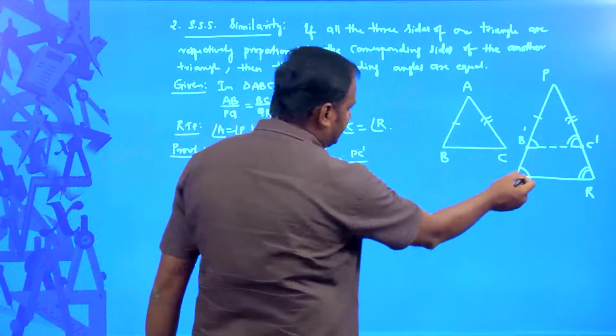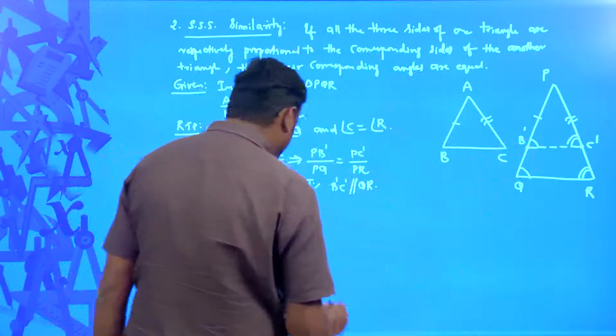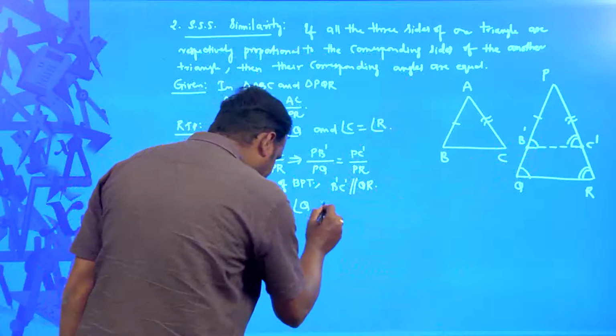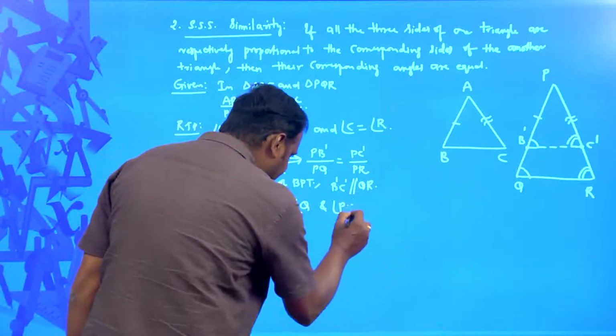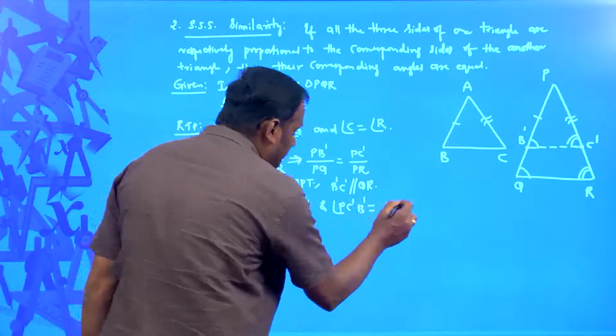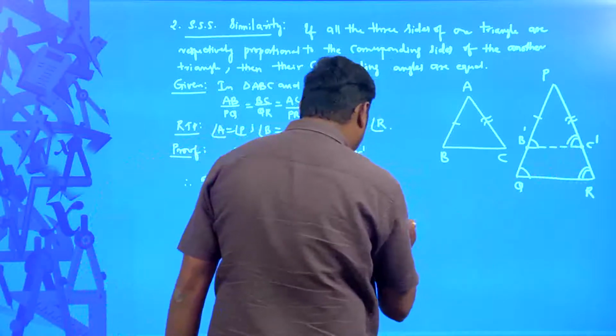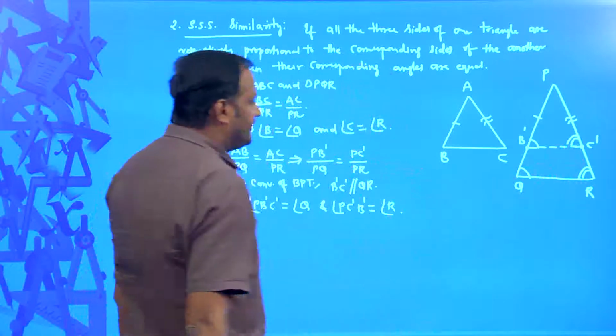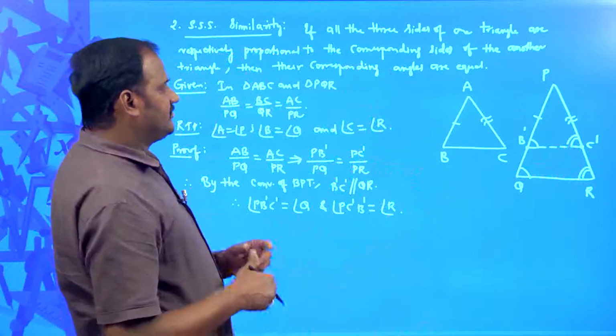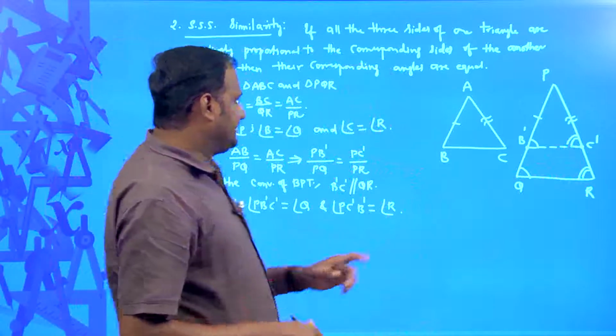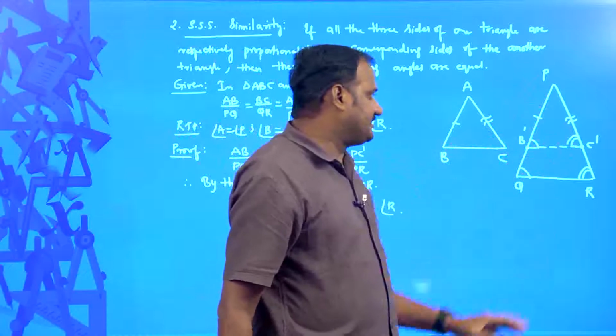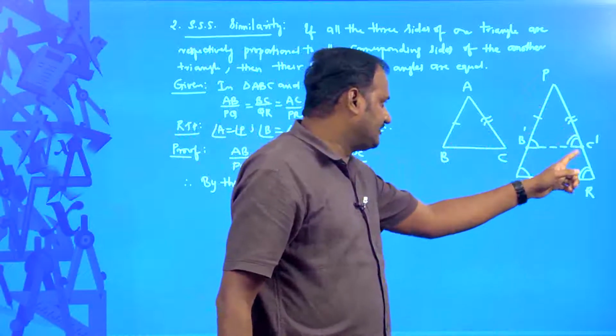What is this angle here? This angle is angle Q, and angle PC'B' is equal to angle R, right? And if I observe one more thing here, that one more thing is triangle PB'C', this angle equal to this angle, this angle equal to this angle.